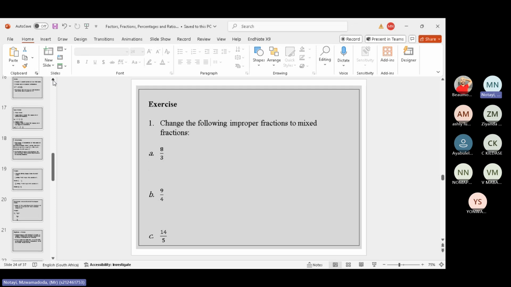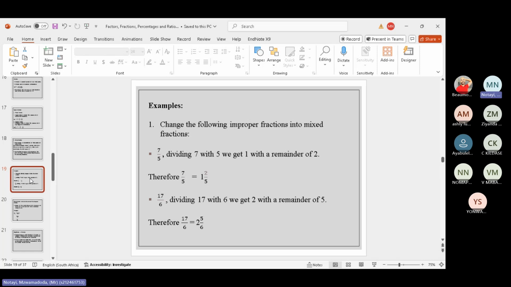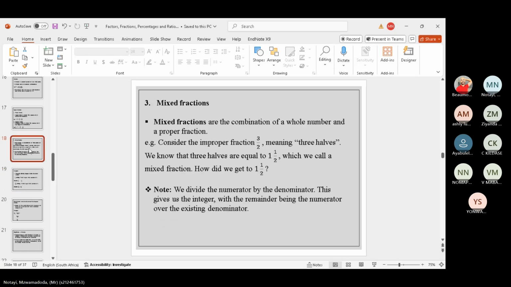I'll just go back a bit. Okay, we divide the numerator by the denominator, which gives us the integer with the remainder being the numerator over the existing denominator. That is the important thing to note.